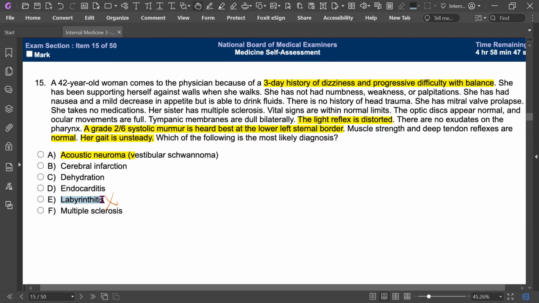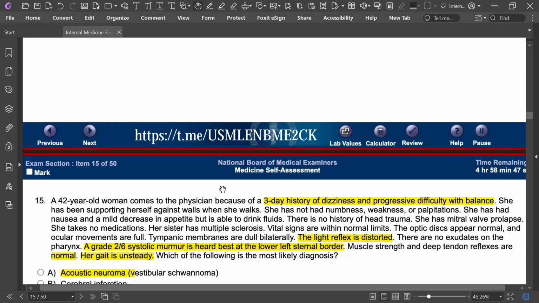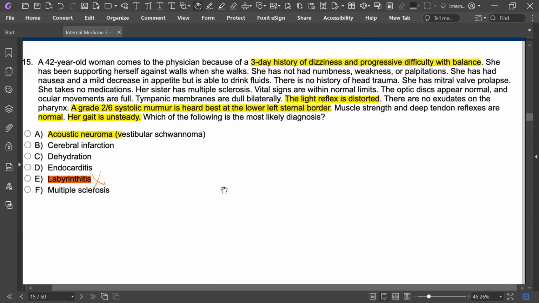So this patient has labyrinthitis. Why is it labyrinthitis? This 42-year-old woman is brought to the physician with a 3-day history of dizziness and gait instability. Dizziness and gait instability carry a broad differential: central, peripheral, and secondary causes of cerebrovascular disease.